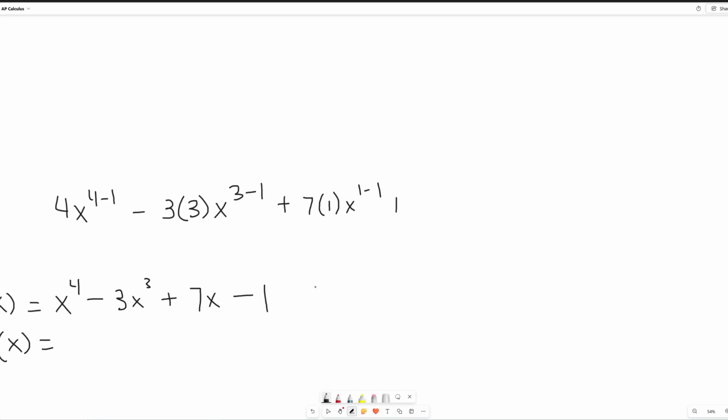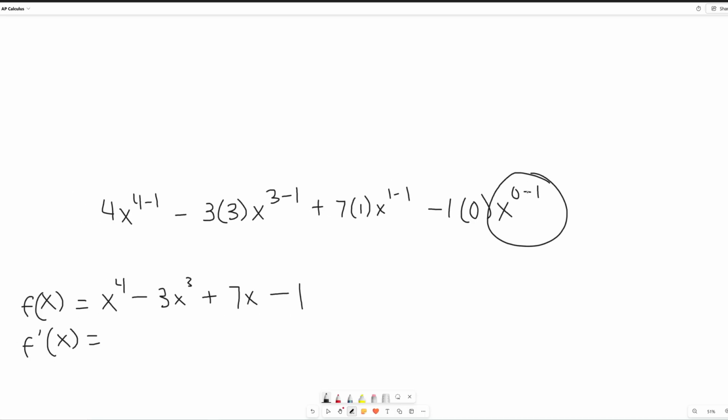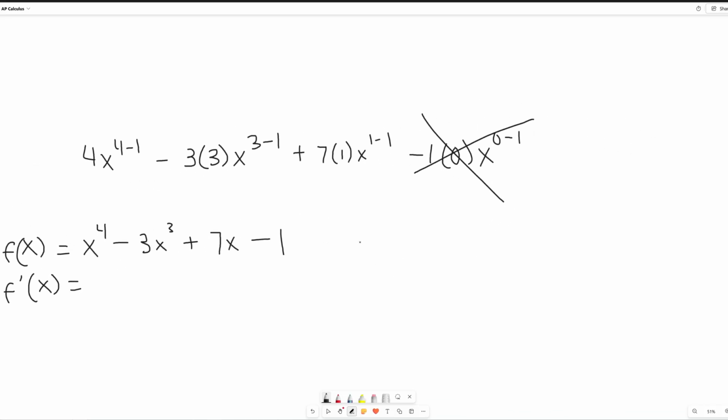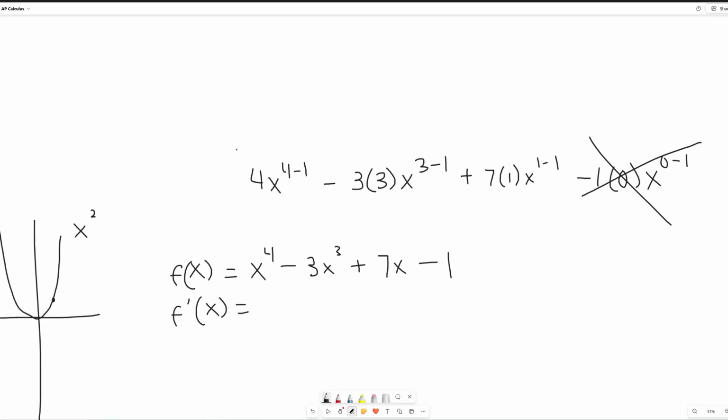What do you do with this negative 1? So, negative 1 times 0 to the x to the 0 minus 1. Now, since this has a 0 in it, it doesn't matter. This whole thing cancels out. So, that's another rule. The derivative of any constant number will just be 0. So now, we take this, and now we multiply, add them together.